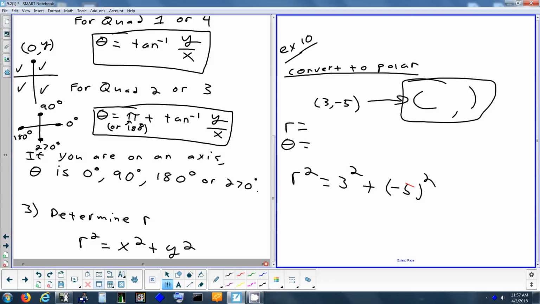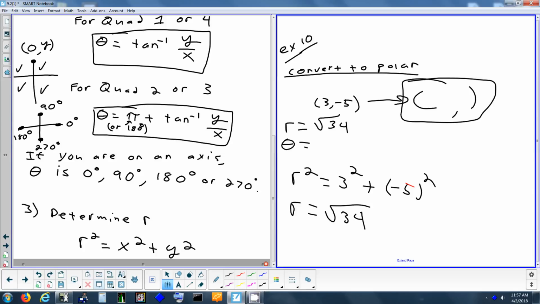Okay. So we're using the Pythagorean Theorem to get r. So you get 9 plus 25 gives me the square root of 34. And that's it, that's r. Any question on r? Okay, so that's half of it.